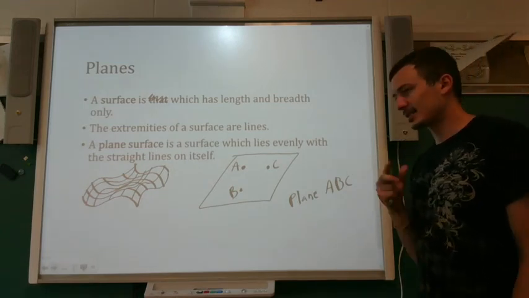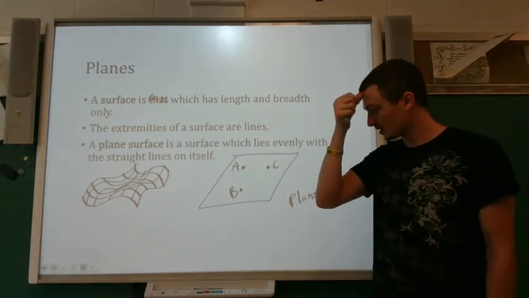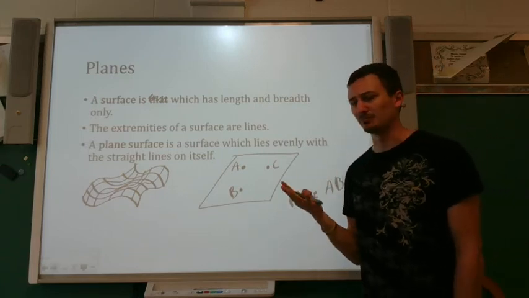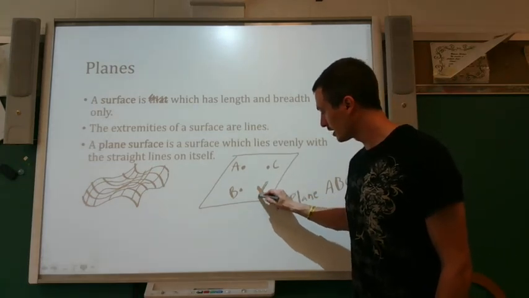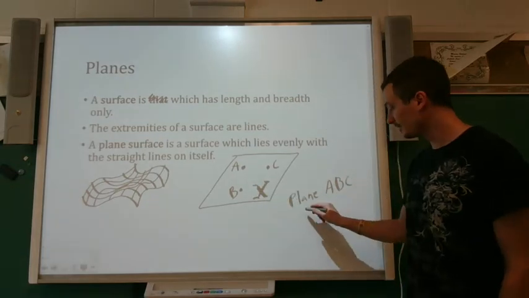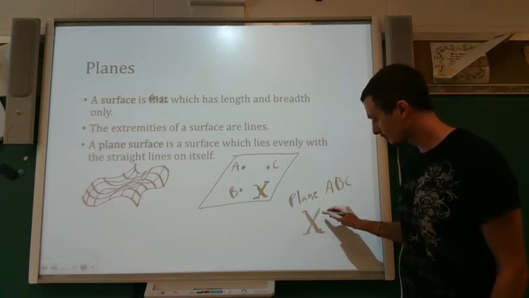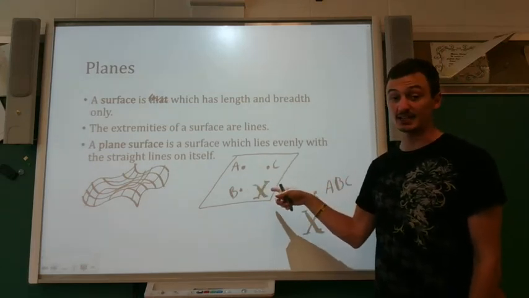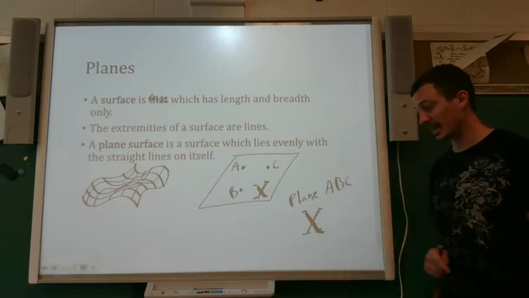And similarly between lines and planes, sometimes planes are named by bold capital letters. So I could call this plane X. So I'm going to draw a big bold X. So plane ABC and plane X are the same thing, because in the diagram I say, hey, this plane is called plane X, and it has points A, B, and C on it.